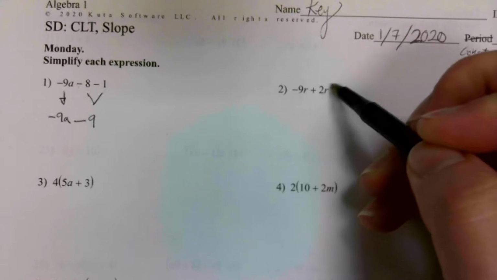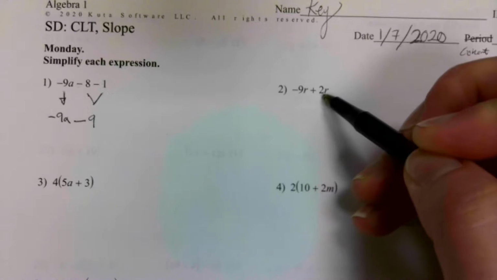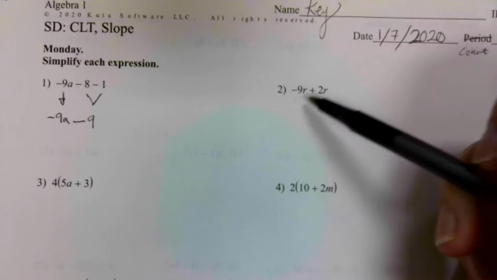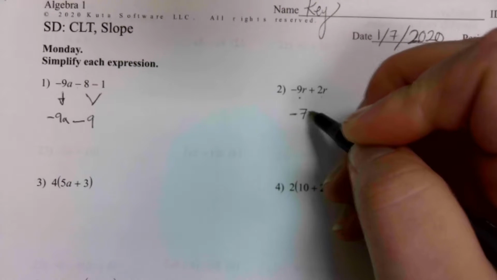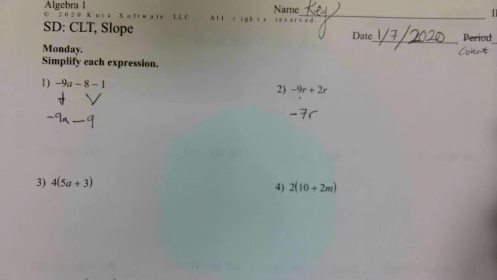These are both r to the same power, so I have a negative 9 and a positive 2. If you think of this as 9 steps backwards and 2 steps forward, your net reaction is just 7 steps back.